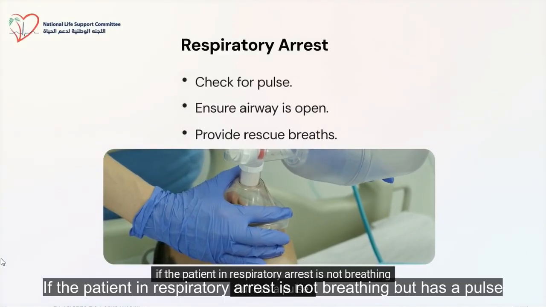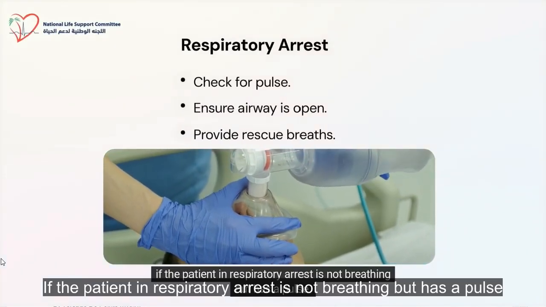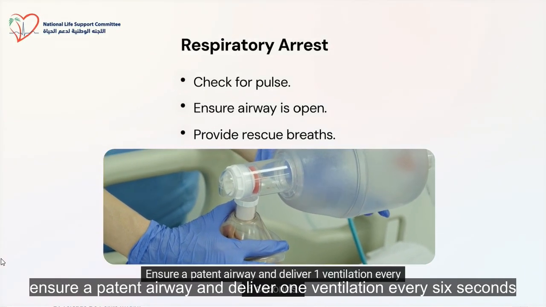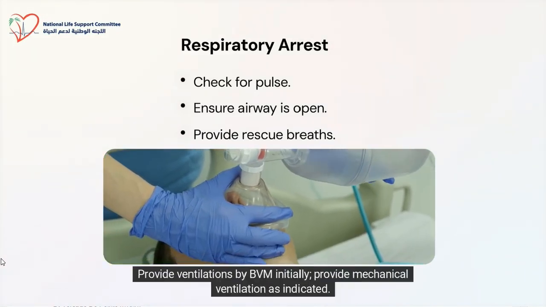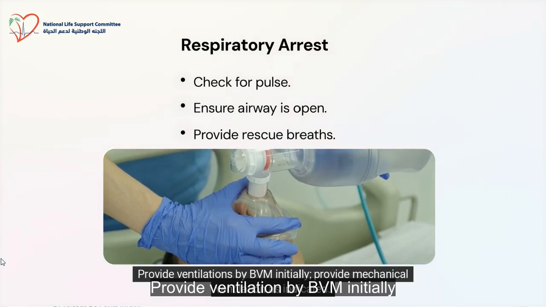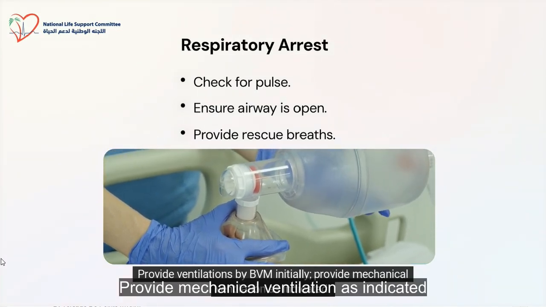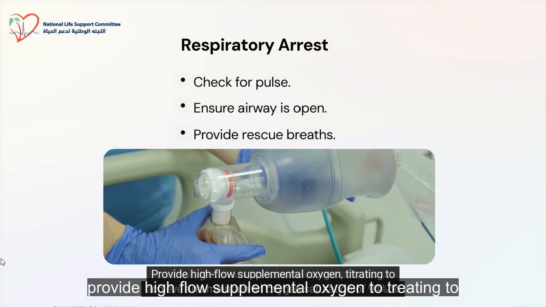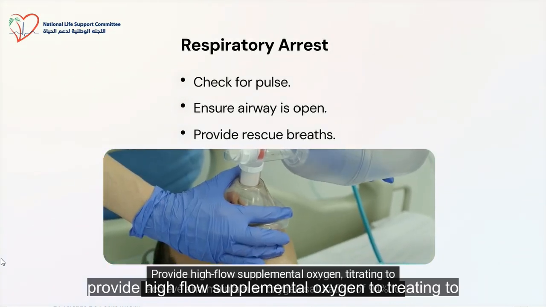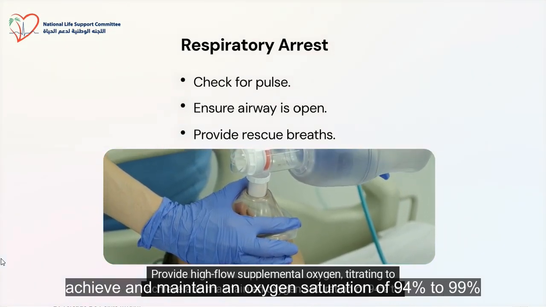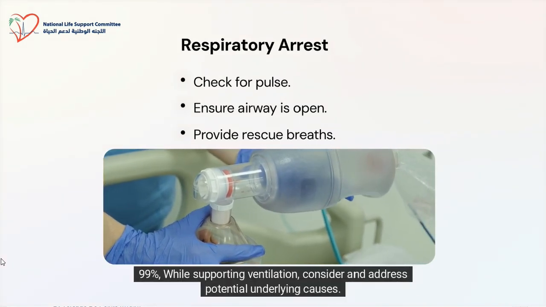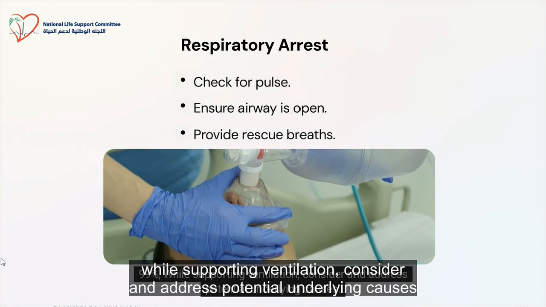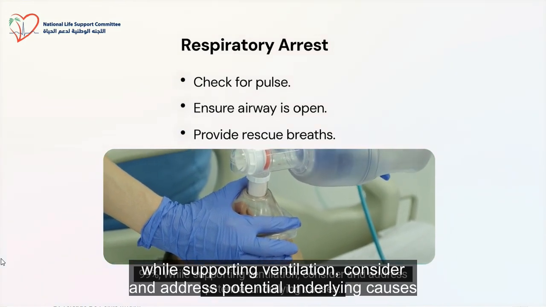If the patient in respiratory arrest is not breathing but has a pulse, ensure a patent airway and deliver one ventilation every 6 seconds. Provide ventilations by BVM initially. Provide mechanical ventilation as indicated. Provide high-flow supplemental oxygen, titrating to achieve and maintain an oxygen saturation of 94% to 99%. While supporting ventilation, consider and address potential underlying causes.